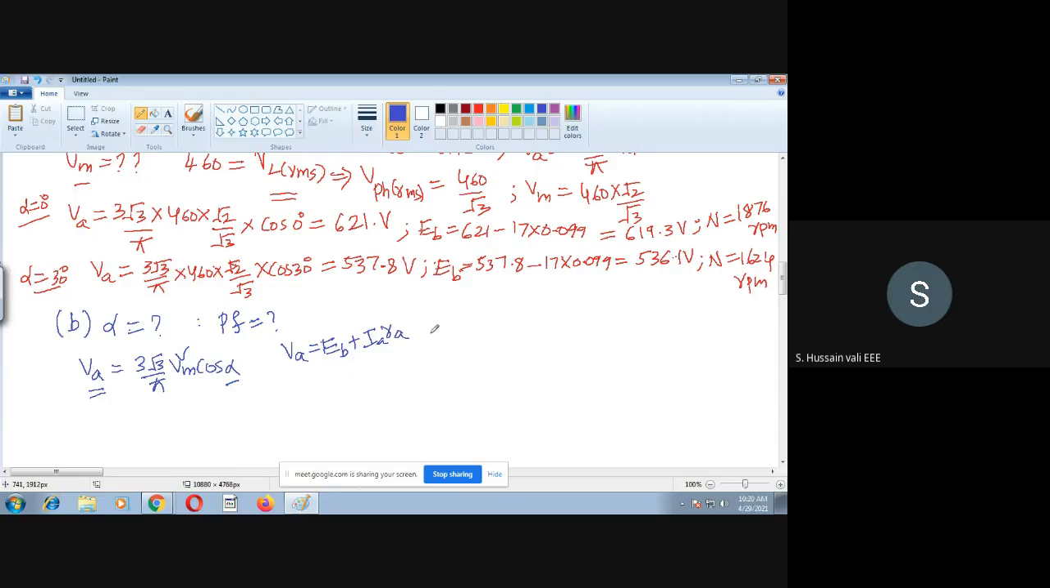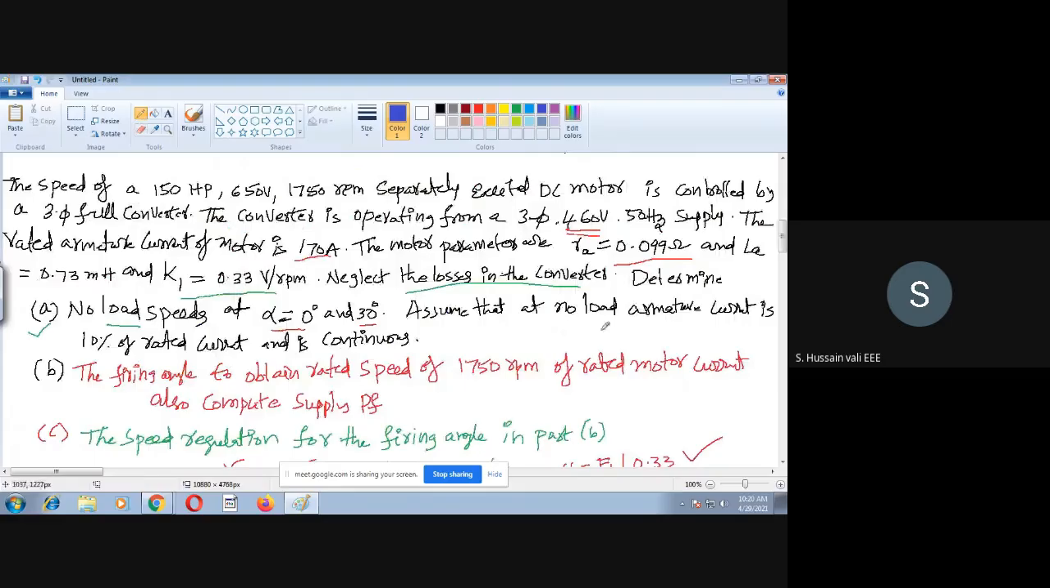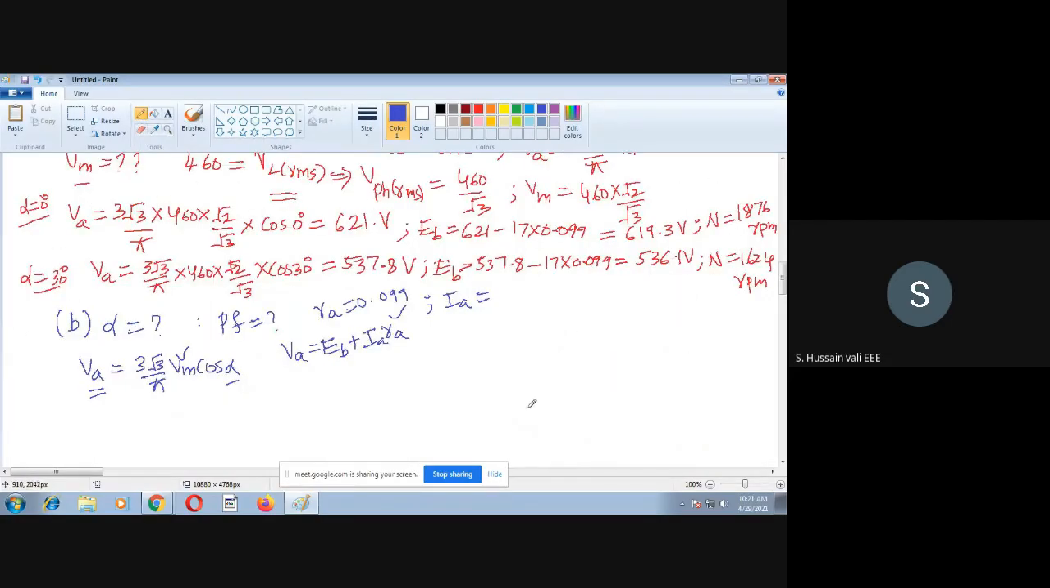Ra value we know just now, it is 0.099. What is the Ia value? In the question, he said rated motor current. So the Ia value is the rated motor current, which in the problem he has given as 170. Yes. So the only thing left now is Eb.